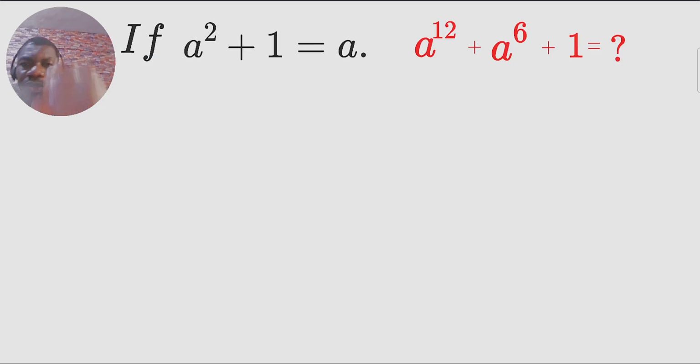Alright, first, what do we do? I want to first of all make this equation equal to 0 by moving a to the left hand side. That gives us a squared minus a plus 1 equals 0.